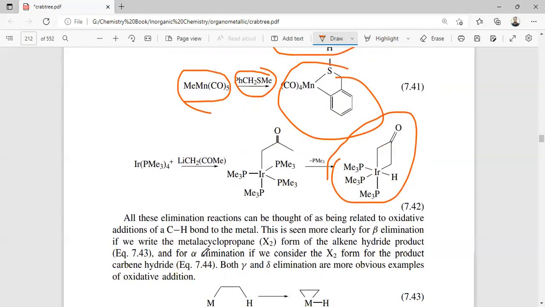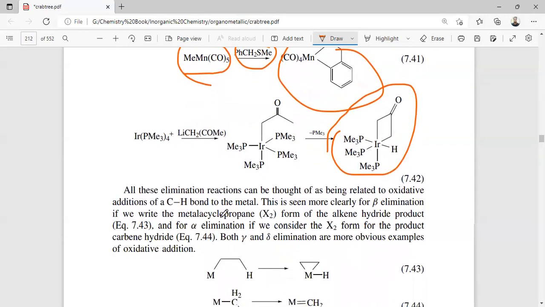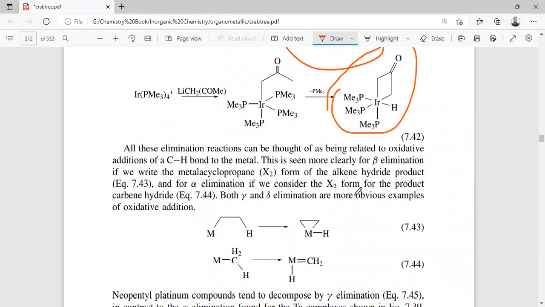This is seen more clearly for beta hydride elimination, if we write the metallacyclopropane form of the alkene hydride product. For the alpha elimination, we consider the H2 carbene product as a carbene hydride. Both gamma and delta elimination are more obvious examples of oxidative addition. So here is the beta hydrogen from this metallacyclopropane, and this is the alpha elimination from the methylene intermediate.